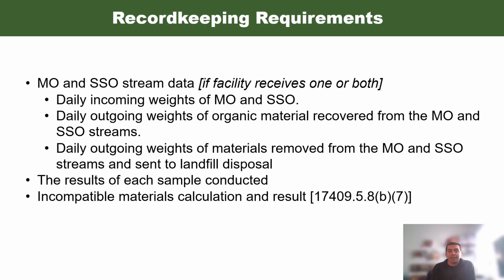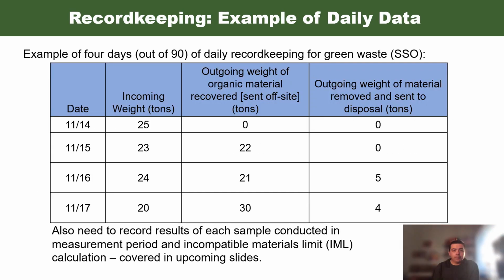And so the new data that's going to need to be tracked through records is the daily incoming weights of any MO or SSO, the daily outgoing weights of organic material that's recovered from either an MO or SSO stream, the daily outgoing weights of any material that's sent for disposal from an MO or SSO stream. You'll also want to see the results of each sample that's being conducted, as well as the incompatible materials calculation based on that measurement. We'll also provide some examples of what that might look like on the next slide.